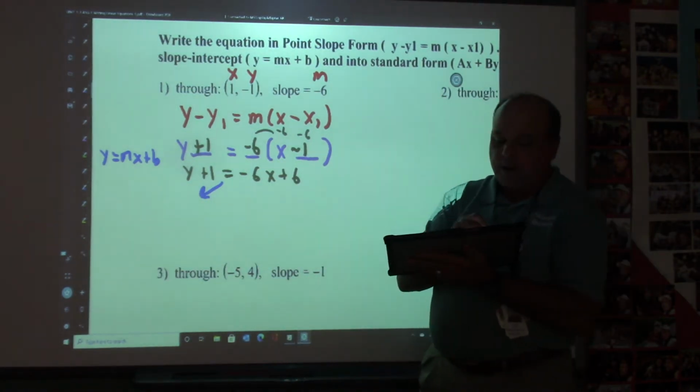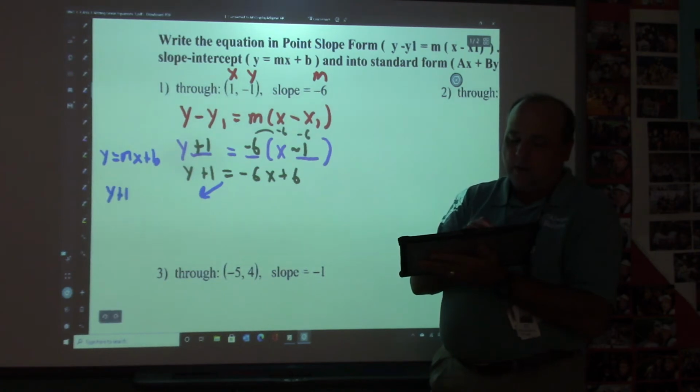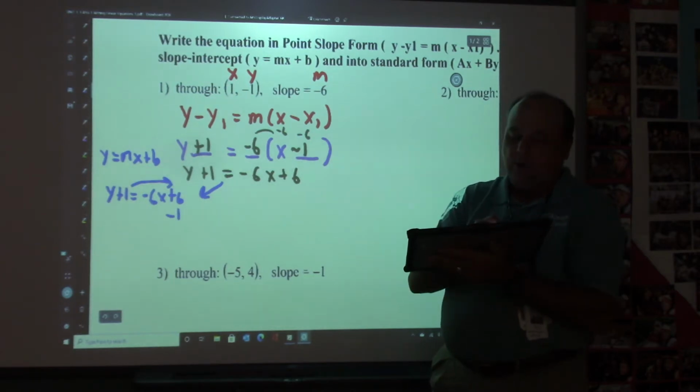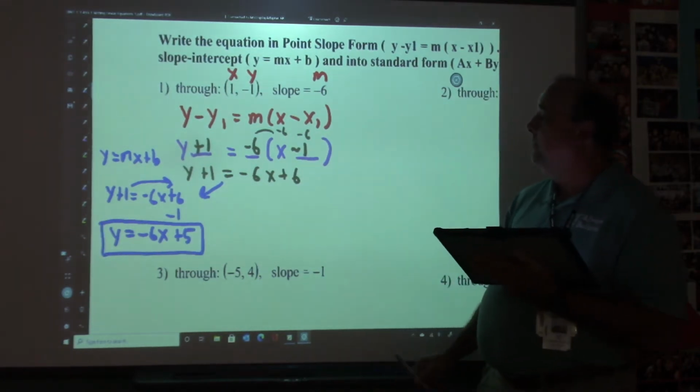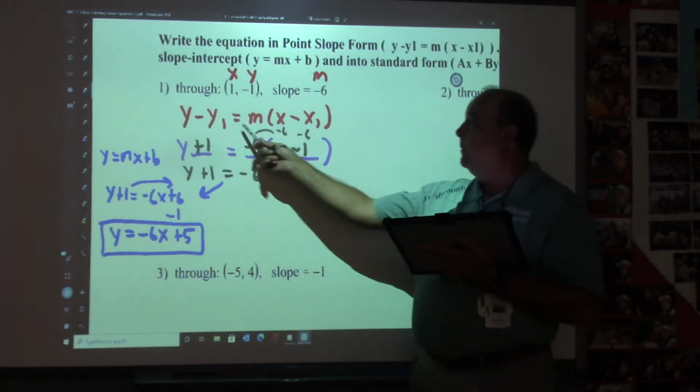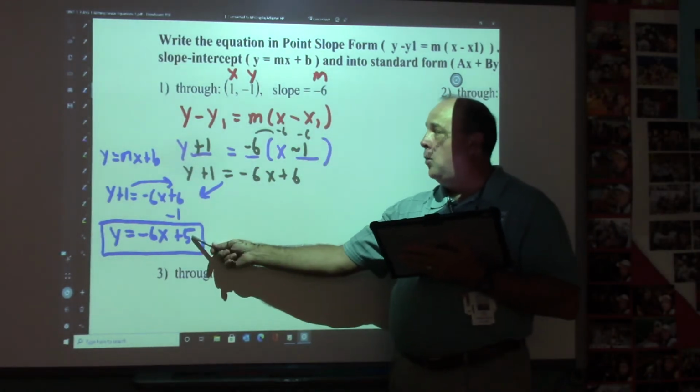So to do this, write this down again. y plus 1 equals -6x plus 6. We're going to move that 1 across, aren't we? And when we do that, we get y equals -6x plus 5. That is my y-intercept form. Everyone with me? Okay, so we have the point slope equation, and we have the y-intercept form.